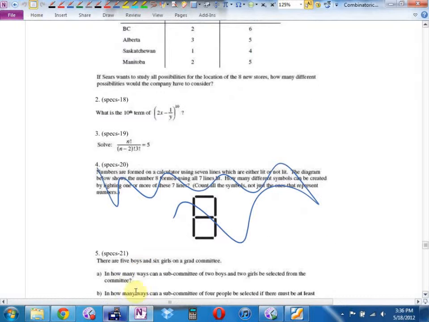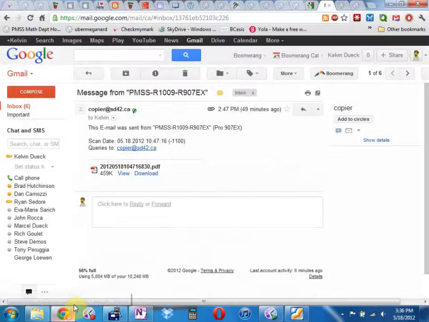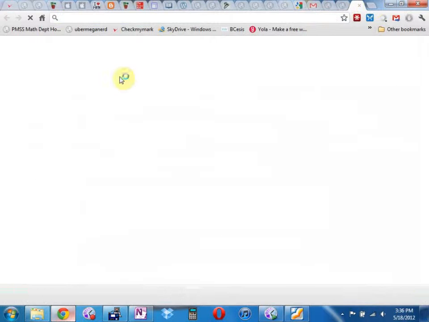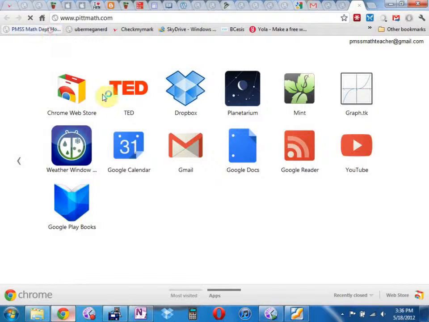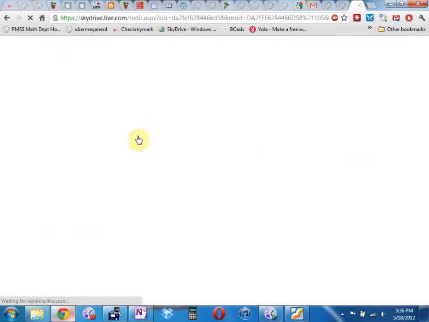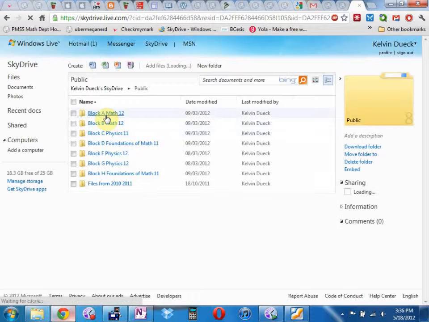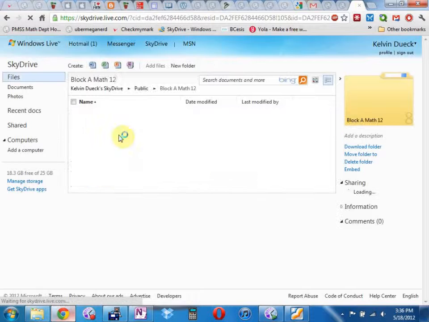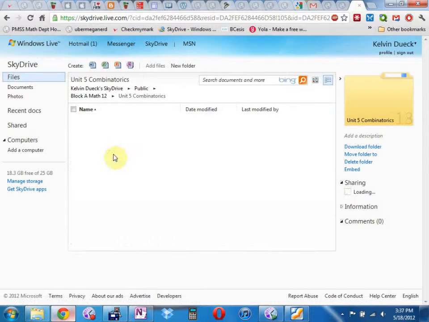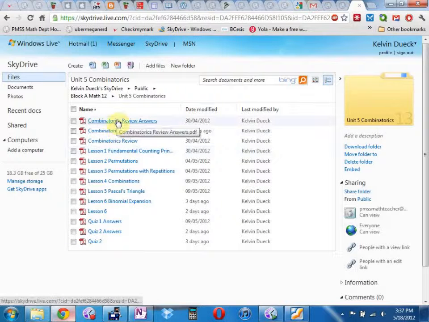Just a reminder, the answer key is online at home. So just a reminder, click, click, under both block A and block B. Combinatorics. Combinatorics review answers. There it is.